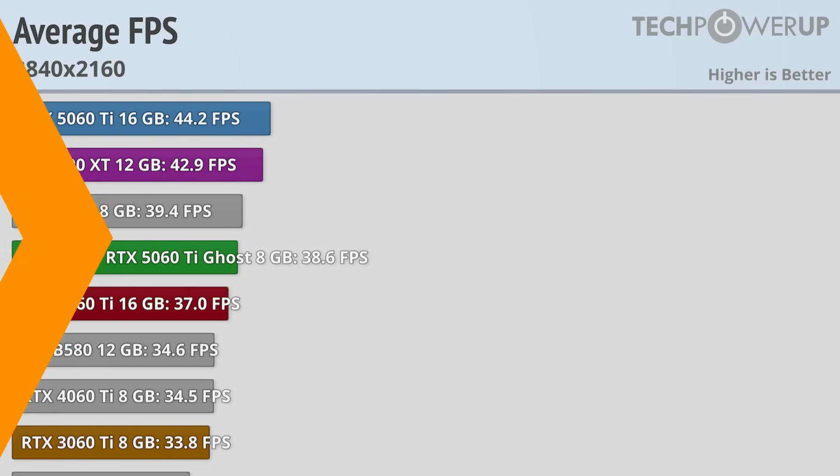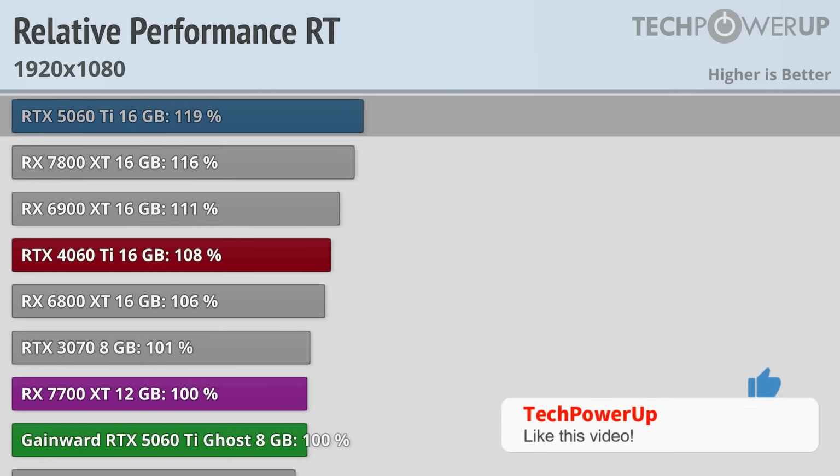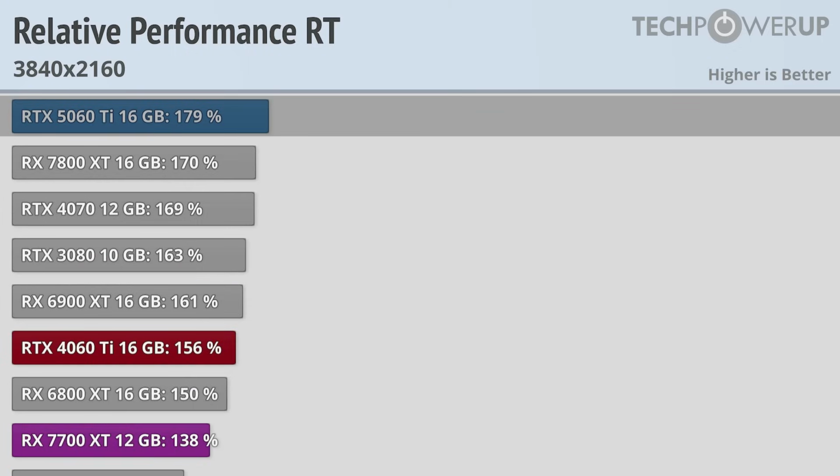And speaking of settings, let's talk about ray tracing, which really is the Achilles heel of the 8GB cards. Due to the extra VRAM demands from enabling ray tracing, it does push the 16GB cards to being 19% faster at 1080p, which then jumps to 46% faster at 1440p, and winds up being a colossal 79% faster at 4K.